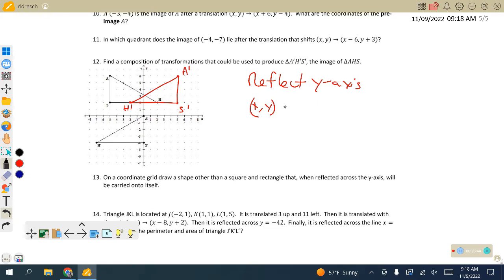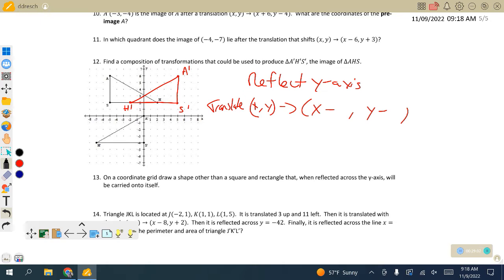Translate. If you want to write the word translate in before that, that's fine too. But tell me how you're going to move it left and how you're going to move it down. Give me some directions. Left is negative, down is negative. We know that. But how much left? How much down? How much left? Pick a point and follow it.